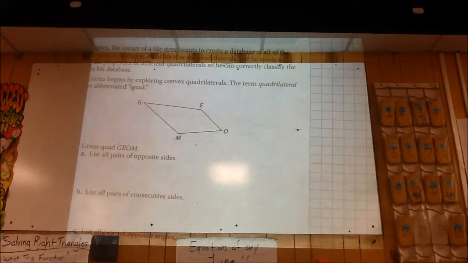So we got 4 vertices, 4 sides, 4 interior angles. Speaking of, do we know anything about those 4 interior angles? What's up? Say it louder. The measurements sum up to be 360. Beautiful. I love the way that you said that. The 4 interior angles, their measurements sum up to be 360 degrees.